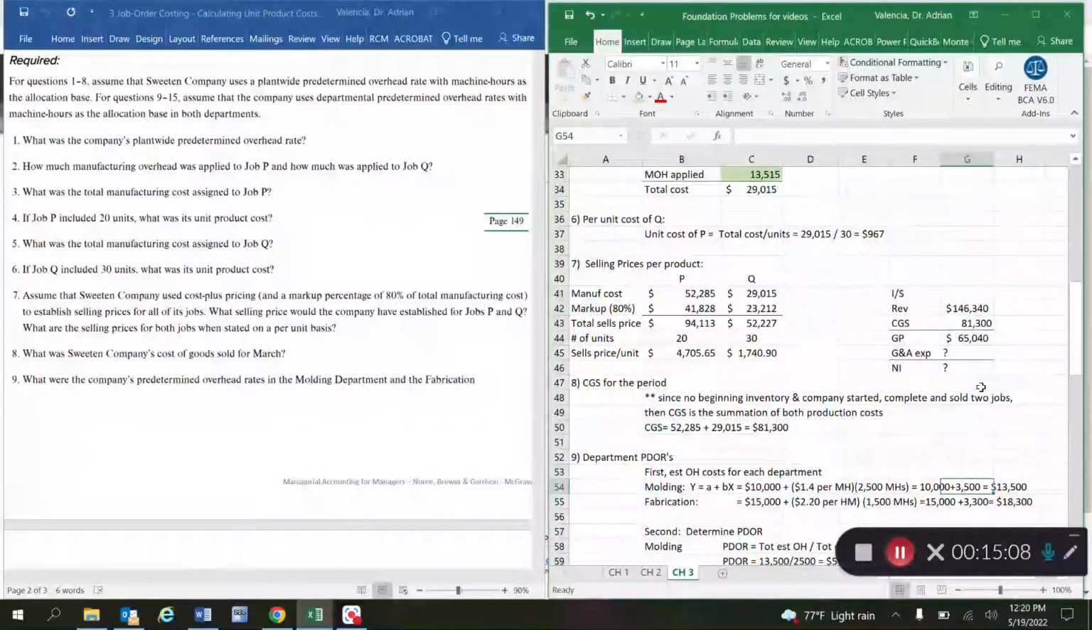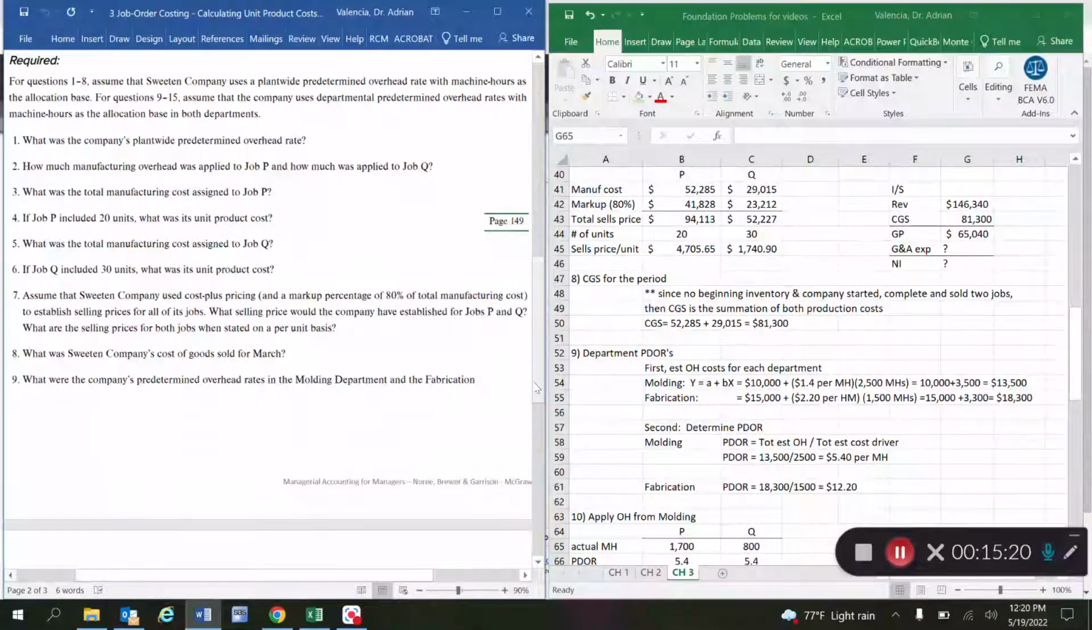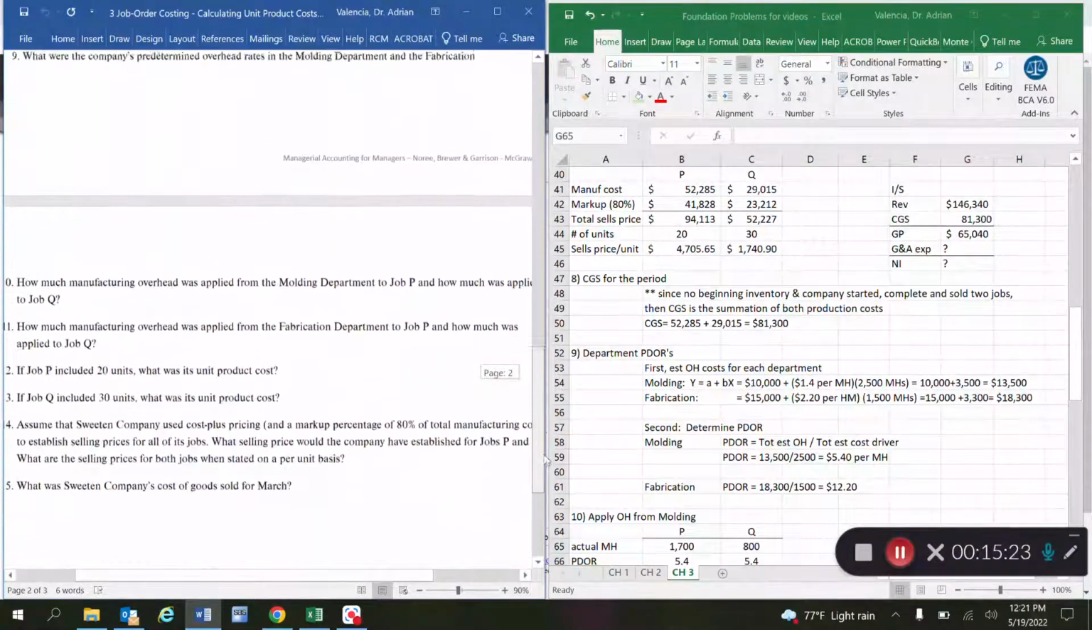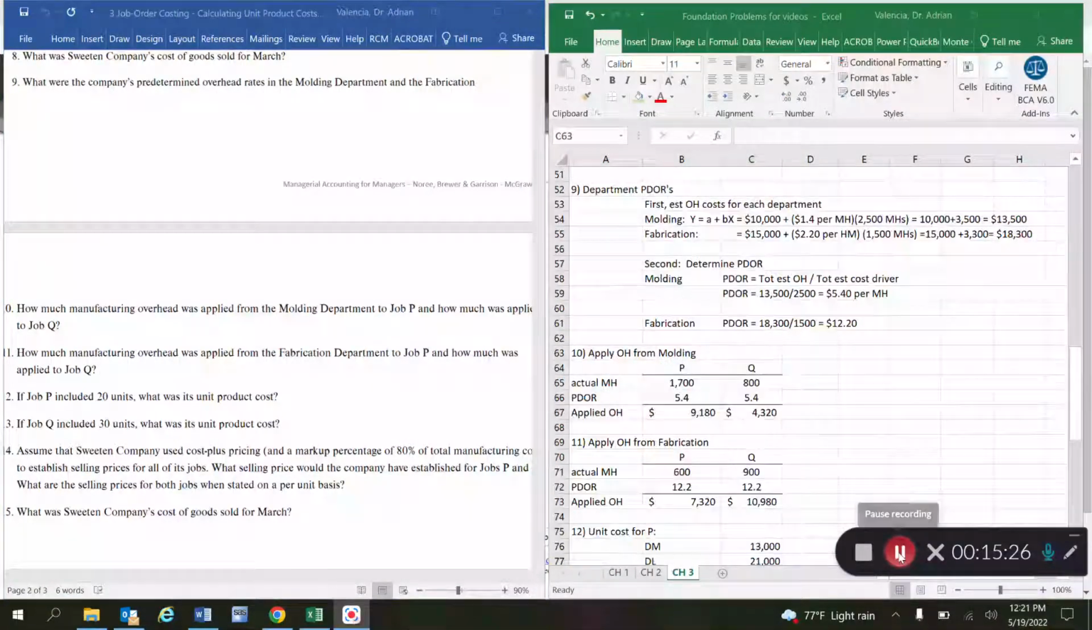Okay, so that covers 1 through 8, which we were told under 1 through 8 we're using one plant-wide predetermined overhead rate. Whereas now under 9 and on, we're going to assume two departmental overhead rates. Okay, so let's go ahead and see what we're being asked for. So what were the company's predetermined overhead rates in the molding department and the fabrication department? So this is going to be very similar to what we did before.